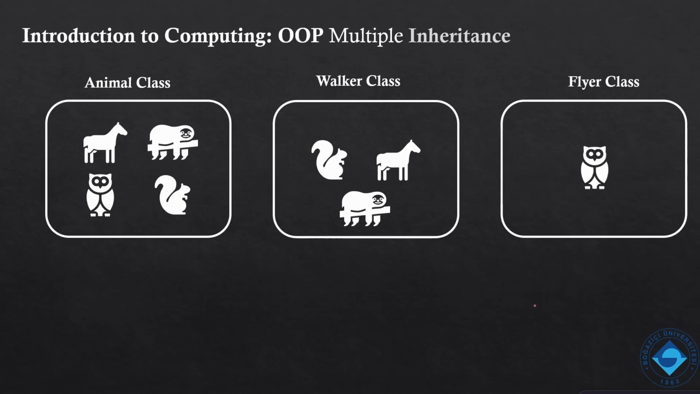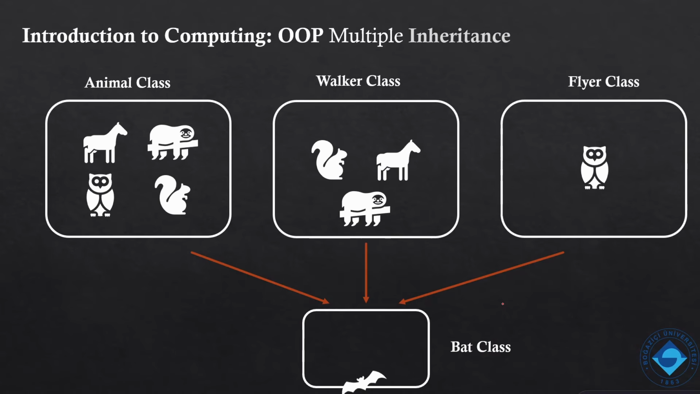Okay, likewise, we can also do multiple inheritance. Bat is an animal, so it comes under animal, walker, and flyer classes. So the bat class can take multiple inheritances from these classes. It means the bat class can use all attributes, functions, and behaviors under these three classes.